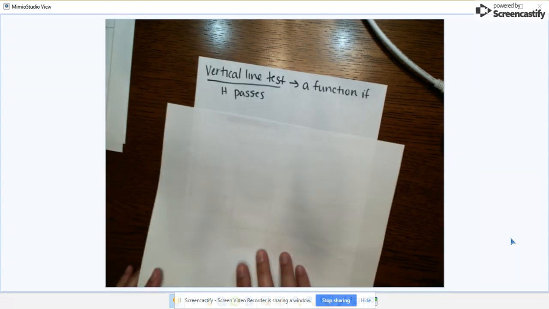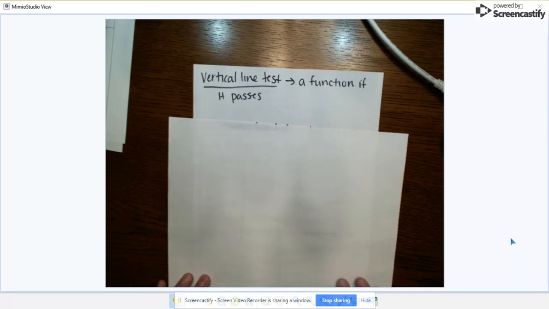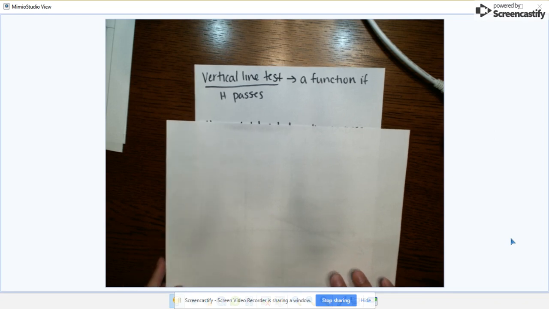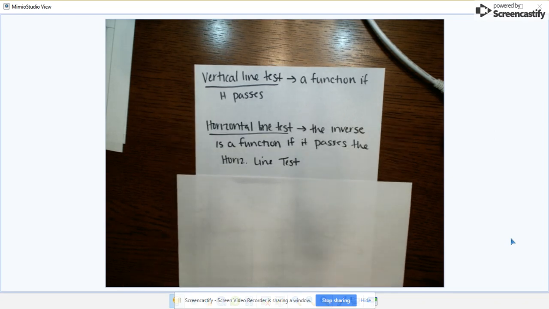And then one more thing. We talked about vertical line test. We know that if it passes a vertical line test, it is a function. But if we look at our original graph and we do the horizontal line test, it's the same thing as a vertical line test, only we draw our lines horizontally. If it passes a horizontal line test, then the inverse will also be a function.